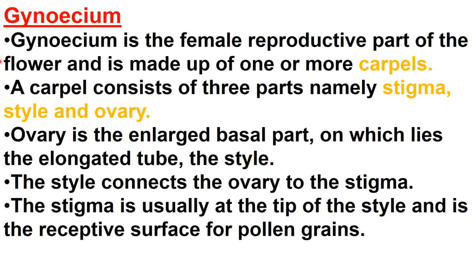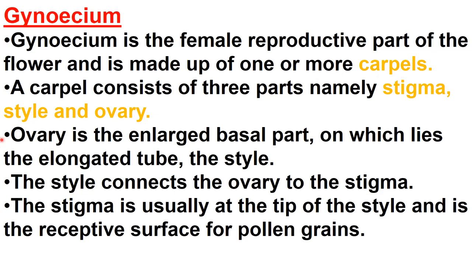Now the next part of the flower is the gynoecium, and the gynoecium is the female reproductive part of the flower, right? It is made up of one or more carpels. So a carpel is, you can say, the single unit of the gynoecium. There can be one carpel in the gynoecium or more than one carpel. When one carpel is present, it is called monocarpellary condition, and when more than one carpel, that will be called multicarpellary. You will study about that in class 12th.